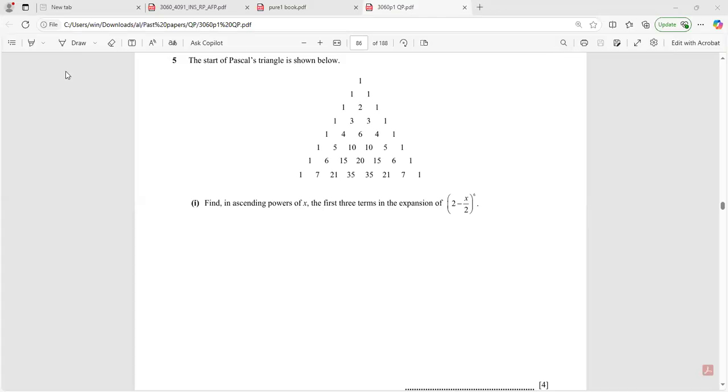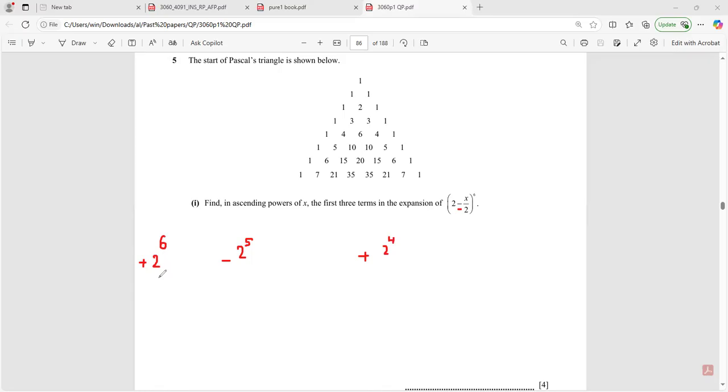Okay, question number 5. Pascal's triangle on the expansion. Find, in ascending powers of x, the first 3 terms in the expansion. So the first one is multiplied to the power of 6. Let's start with 2 to the power of 6. Is this a positive or negative sign? Negative. So it will be positive, then negative, then positive. 2 to the power of 6, 2 to the power of 5, 2 to the power of 4.